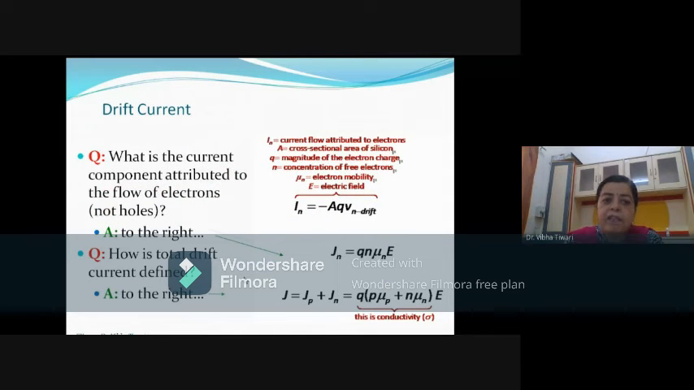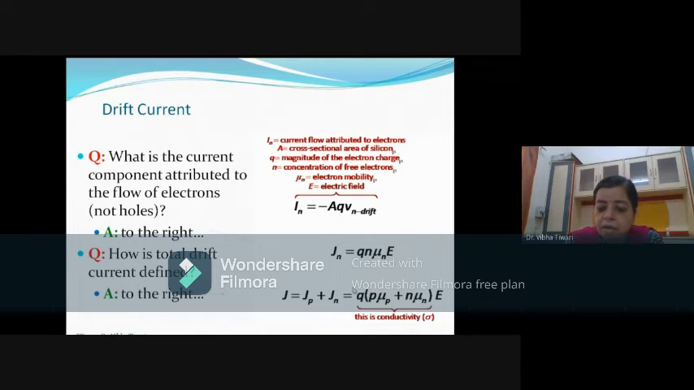Now, if we have to find the current component because of the flow of the electrons, that will be nothing but Q, mu and E. Q is the charge of the electron, N is the number of electrons, mu N is the mobility of the electron, and E is the applied electric field. And we have also seen that the total drift current is nothing but the summation of the drift current due to holes plus drift current due to electrons.